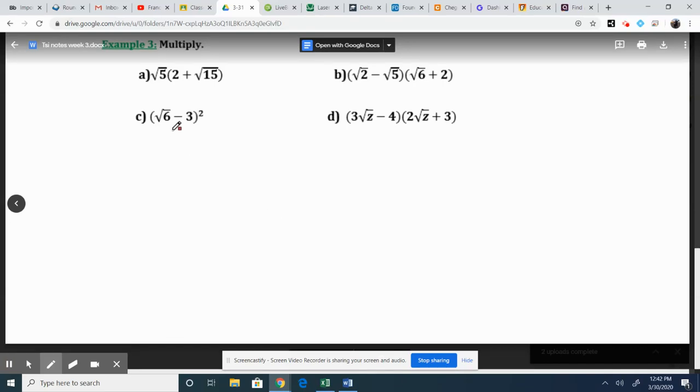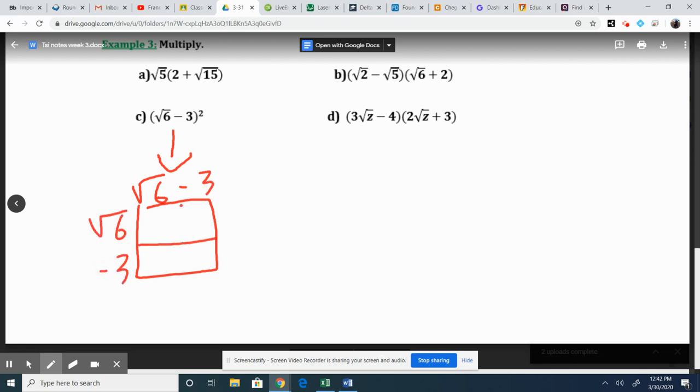Okay, for the final two examples, we have the square root of 6 minus 3 squared. So all that means is that, again, we're going to do our box, and we're going to multiply it by itself twice. So square root of 6 minus 3, square root of 6 minus 3. Okay, so we start with the first box, that's square root of 6 times square root of 6.